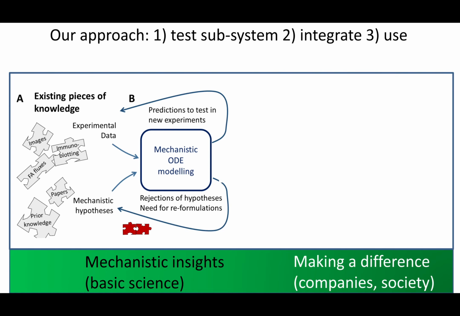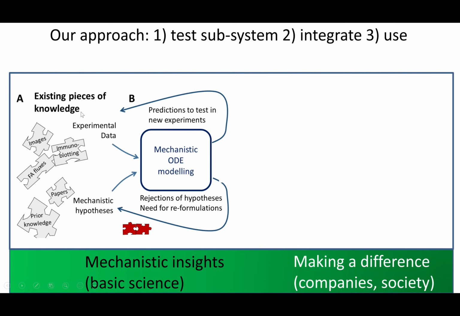The main steps are outlined in this slide here. And the first is to test the subsystem. So you have some data and you have some hypotheses. We translate the hypothesis stated in words to ordinary differential equations, which is fitted to data. If this fit fails, then we reject the hypothesis, which needs to be reformulated. And otherwise, we use it to identify predictions that leads to model-based experiment design.